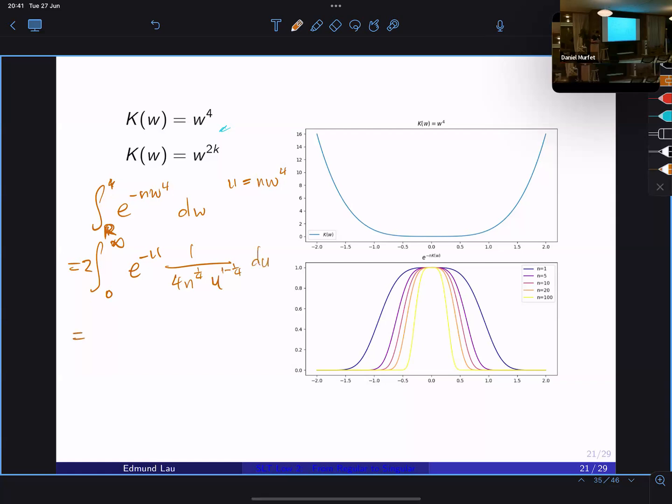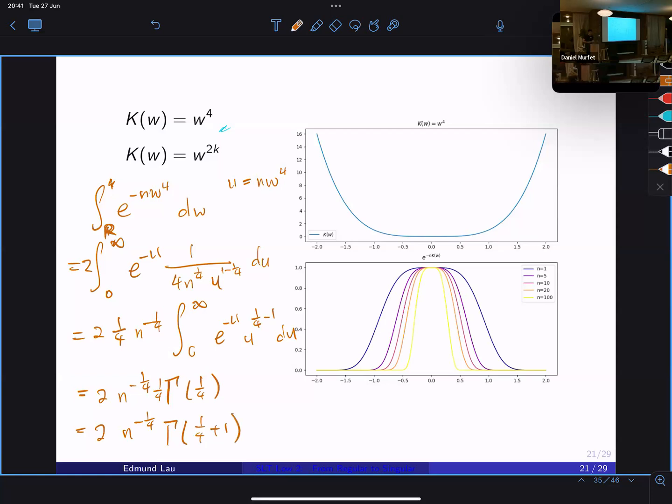Okay, so what do we get? We get 2 times 1/4 n to the minus 1/4, integral from 0 to infinity. Okay, some sort of interesting integral emerges. Does anyone recognize that integral? The gamma function, right? So it is 1/2 n to the minus 1/4 times the gamma function at 1/4, and using the gamma function property, that is just gamma at 1/4 plus 1. I'm just going to write it like that.